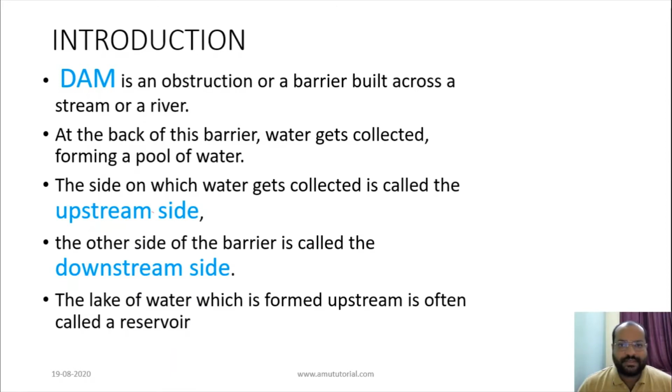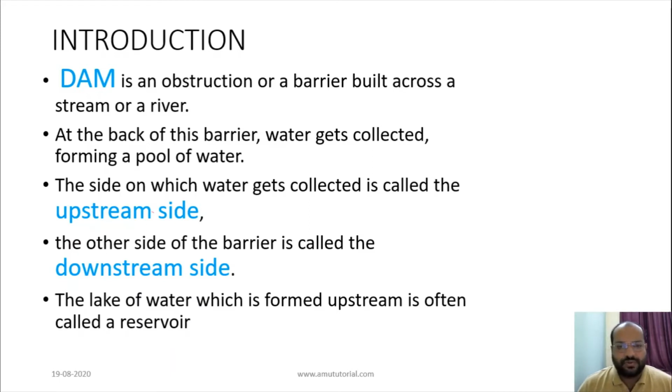Now, before going to the details of arch dams, first we have to discuss what is a dam. A dam is an obstruction or a barrier that is built across a stream or a river. There may be different situations where we need to build a barrier across the river. There may be reasons where we need to store water. Sometimes we need to generate electricity. Sometimes we require to control floods, or for irrigation purpose. There may be several purposes or all of these purposes collectively.